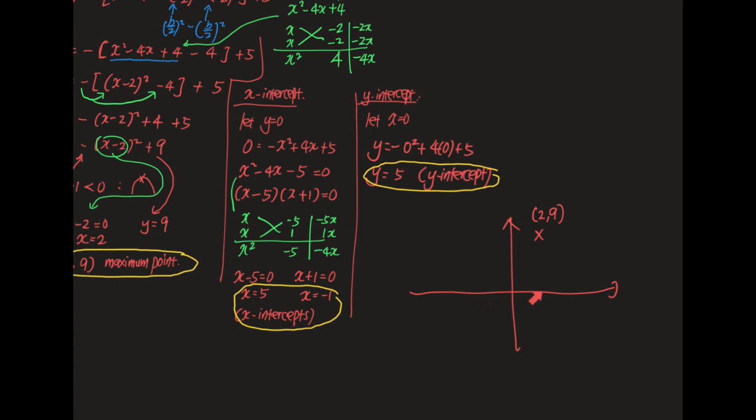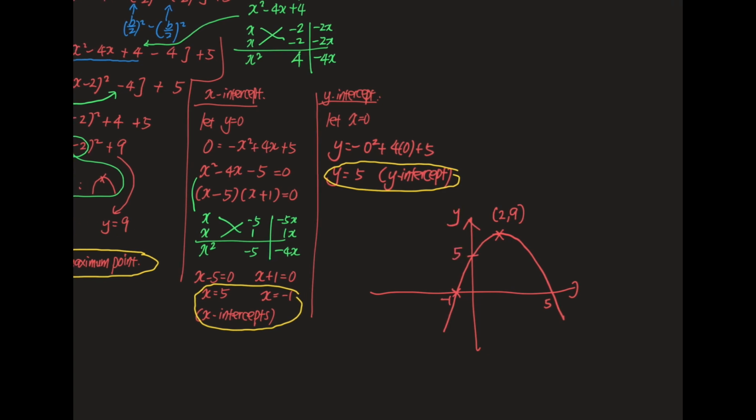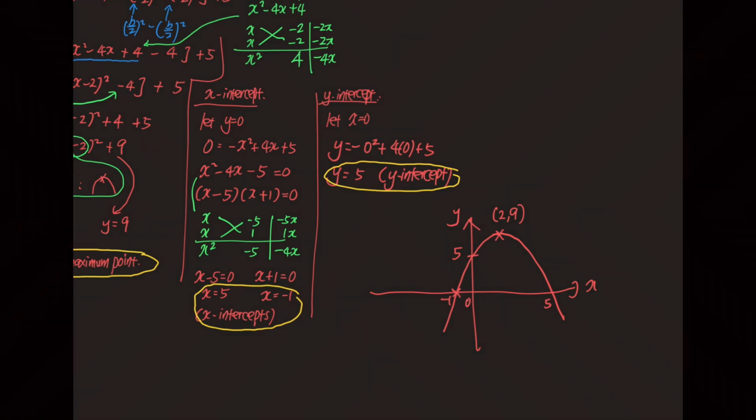Of course when you sketch, maybe we should look at the x-intercepts as well, so that we know they cut here at minus 1 and here at 5. Minus 1 and 5, they cut here and here. So now we sketch it. Here is minus 1, here is 5. And then the y-intercept, you can refer to this part. The y-intercept is 5, which is here.